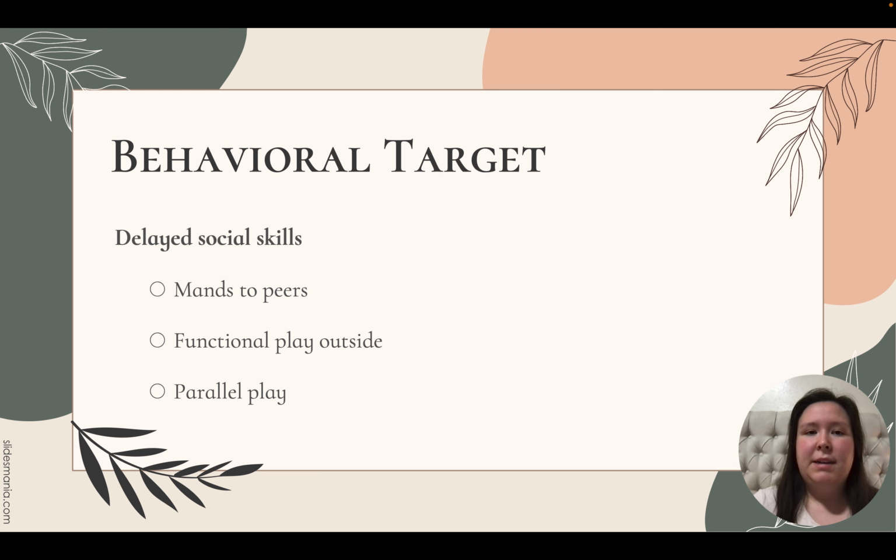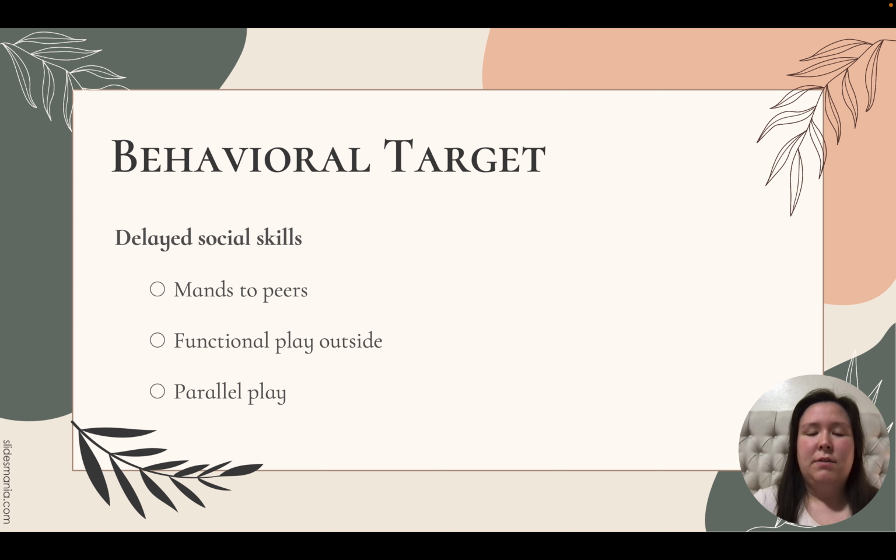An example would be tapping a peer on their shoulder, requesting a turn on the swing, and waiting for the peer to say yes and move, or say not right now. A non-example would be standing in front of the peer on the swing and grabbing for the swing. He also does not engage in functional play with peers.